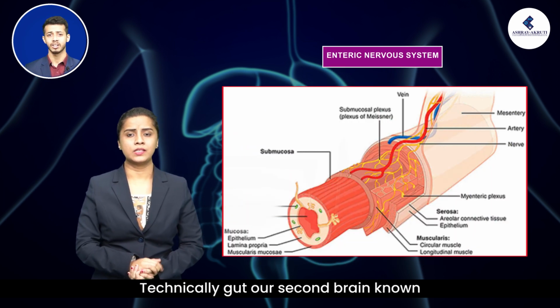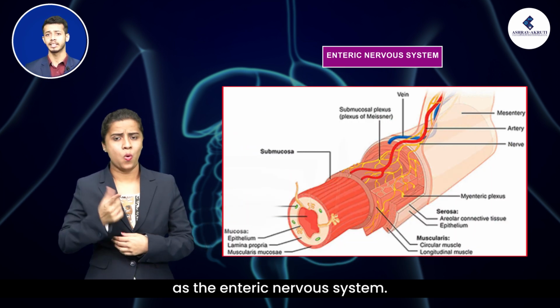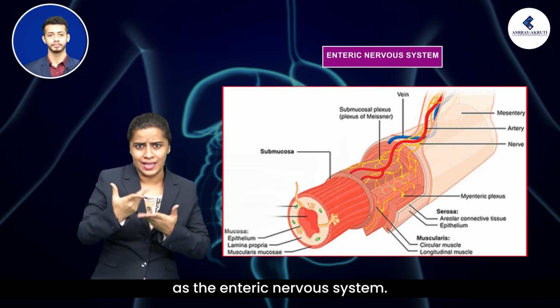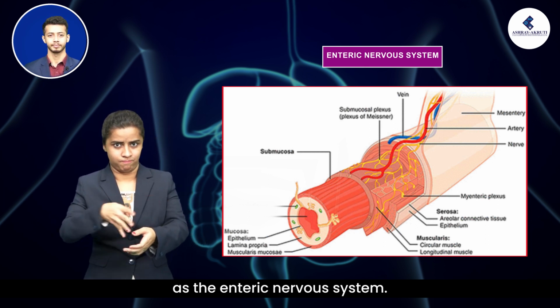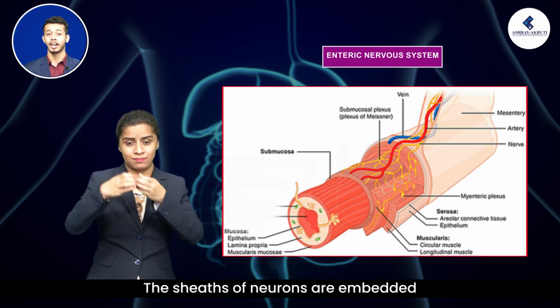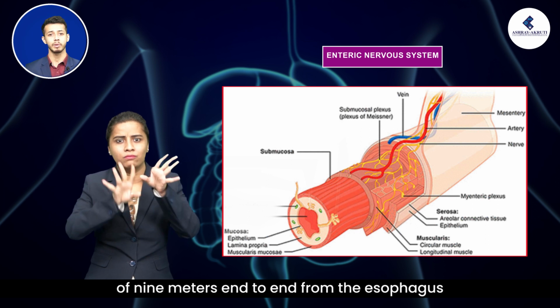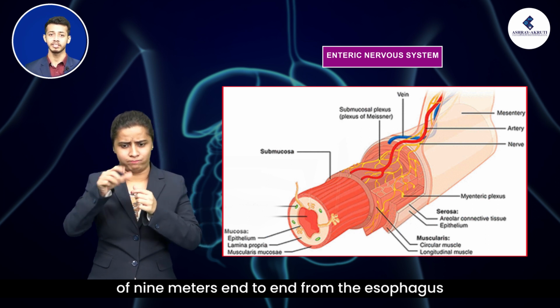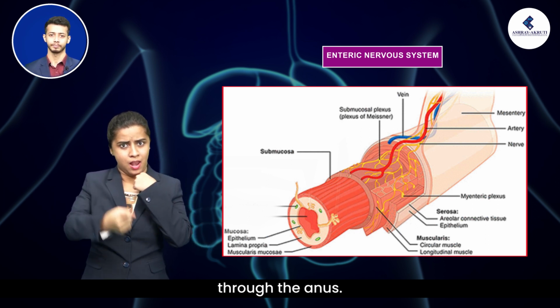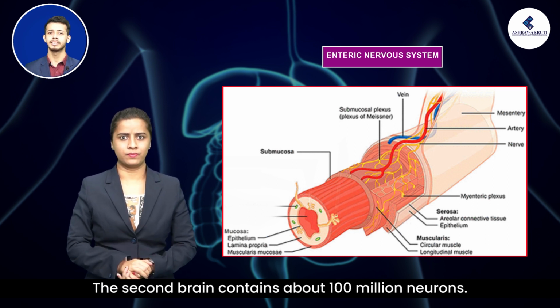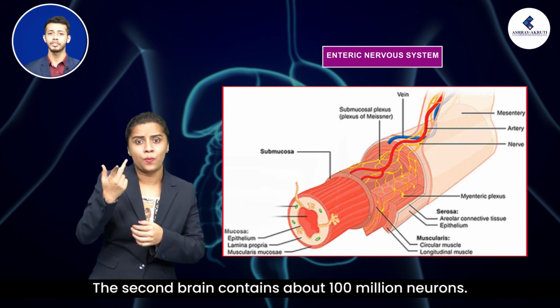Technically, the gut or second brain is known as the enteric nervous system. The sheath of neurons is embedded in the walls of the alimentary canal, 9 meters end to end from the esophagus to the anus. The second brain contains about 100 million neurons.